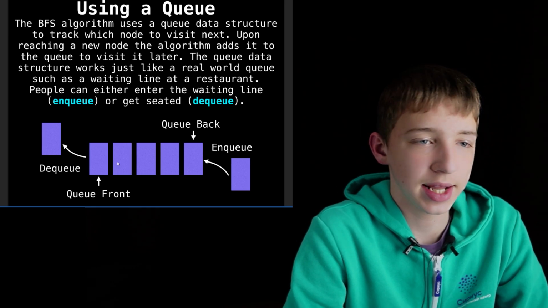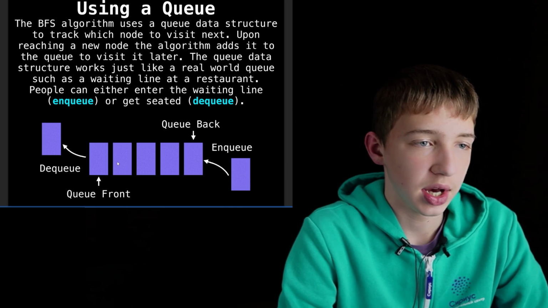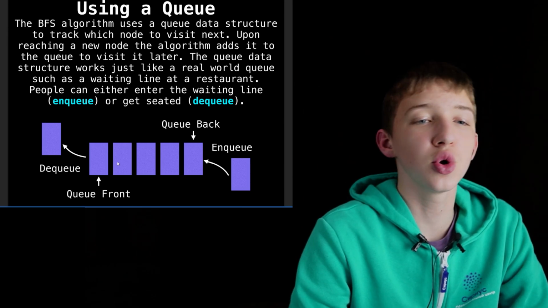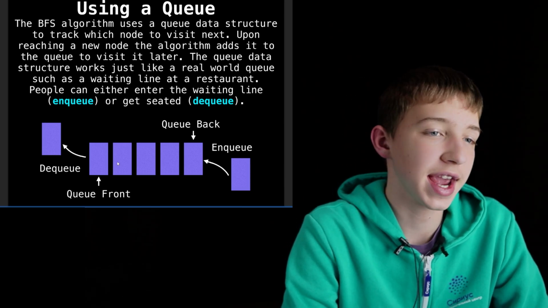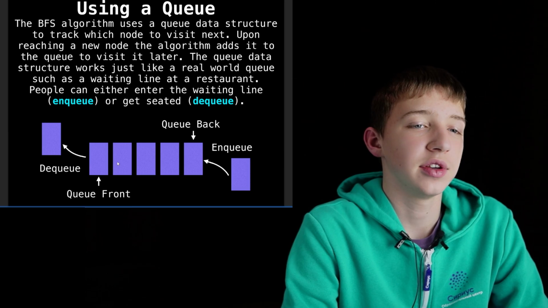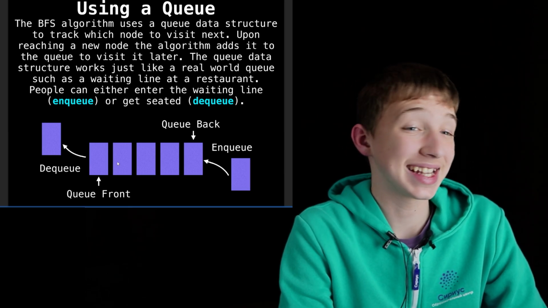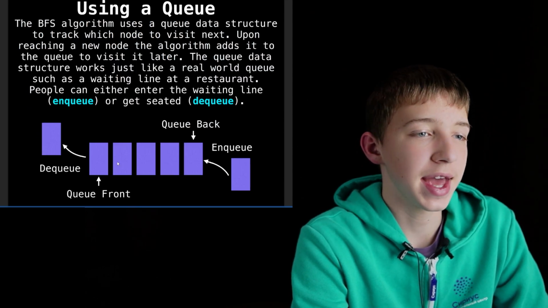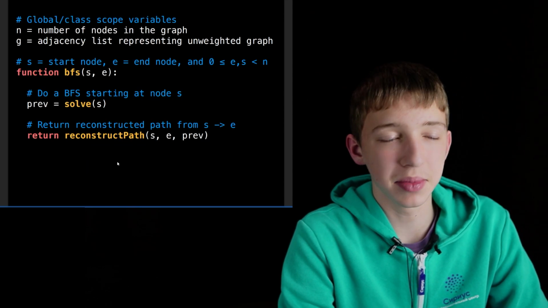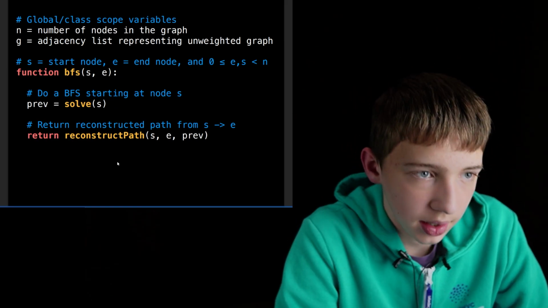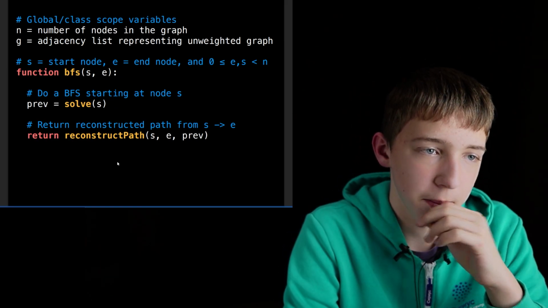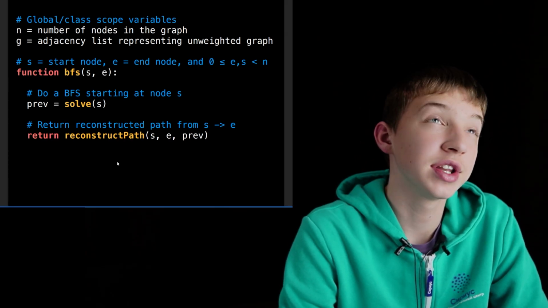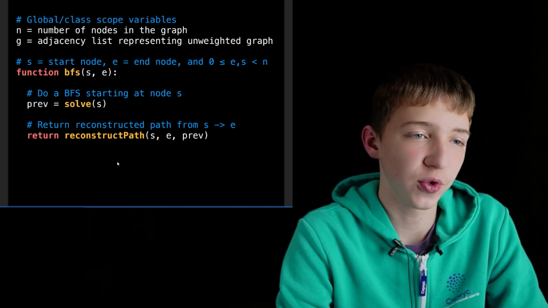So that is just like in a real world queue, where people are enqueuing, entering the waiting line or getting seated at a restaurant or boarding a plane, etc. So this data structure works as follows. Yeah, and now let's look at the code implementation of this algorithm, breadth first search. It is a bit more complex than depth first search. However, in some applications it is more useful.